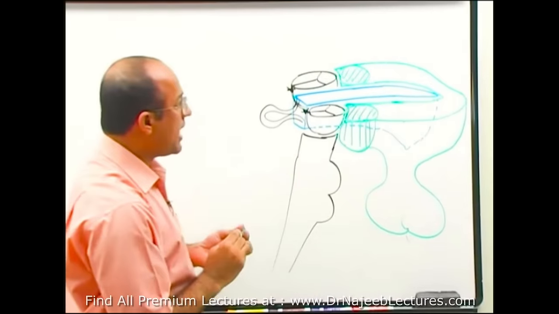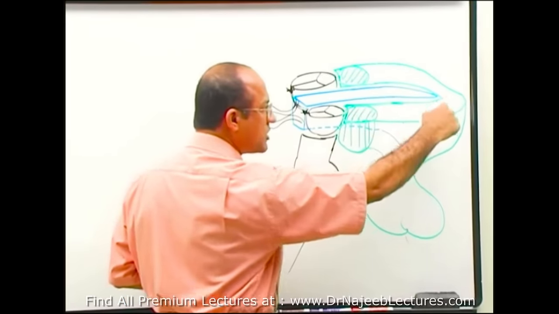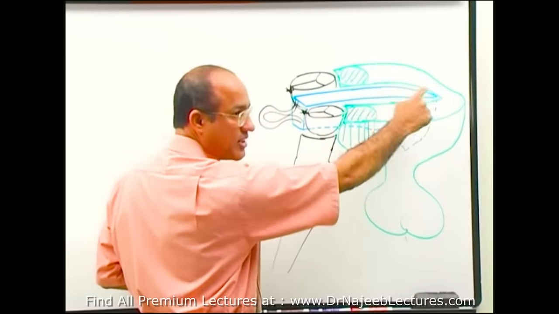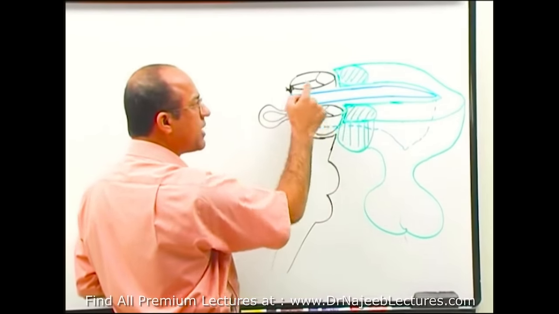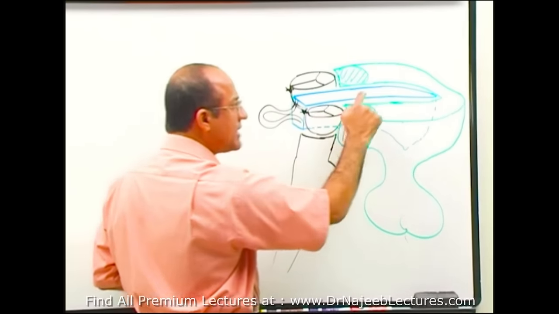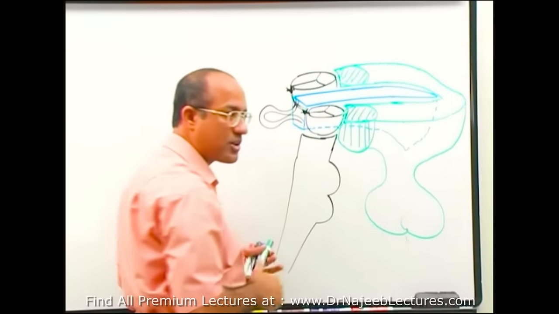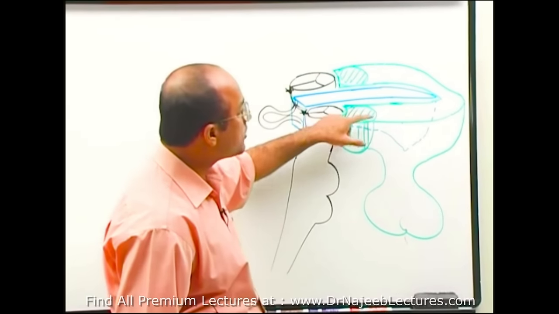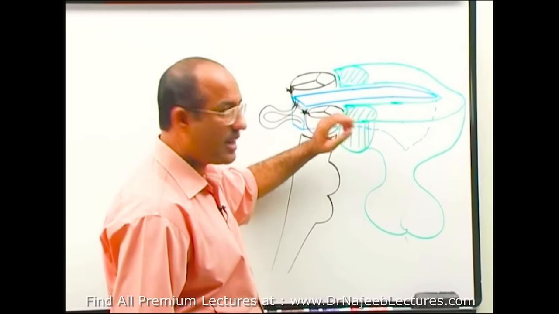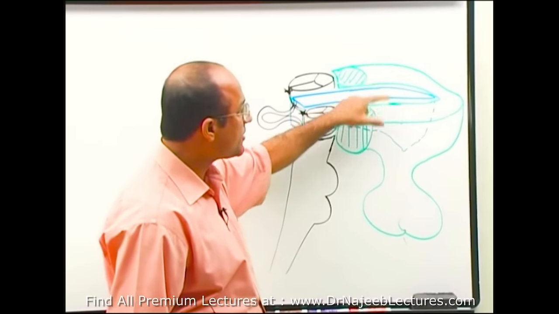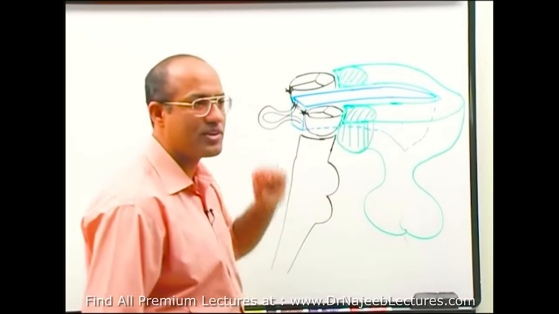Now look, hypothalamus is basically a sheet of gray matter around this part of the third ventricle. So here, this is the third ventricle. Posteriorly, the third ventricle is surrounded by thalami. Anteriorly and inferiorly, the third ventricle is surrounded by hypothalamus. So we can say hypothalamus is a sheet of gray matter which is present on the lateral walls of the third ventricle and in the floor of the third ventricle.